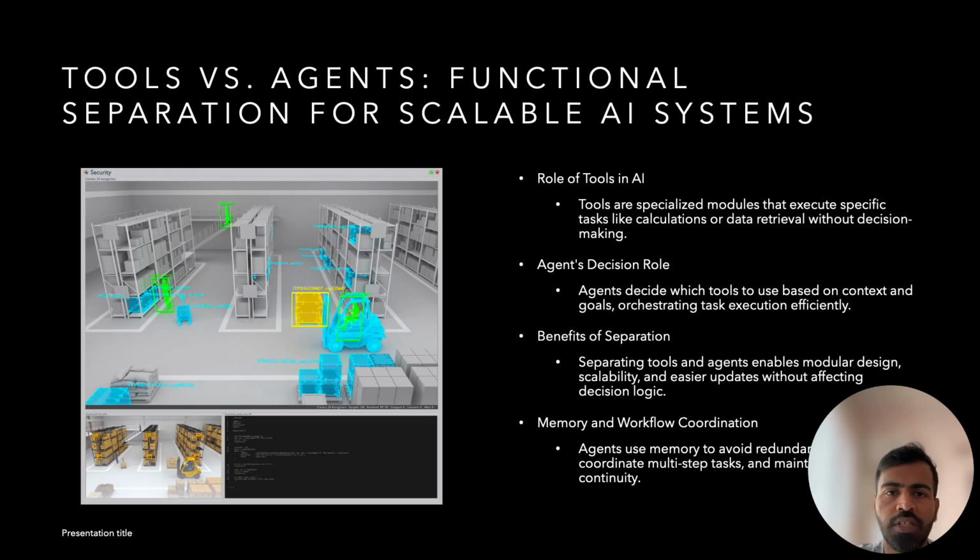memory. This separation allows for modular design where tools can be updated, replaced, or extended without altering the agent's decision logic. For example, an agent may rely on a date retrieval tool to fetch the current date, but does not need to know how the tool collects this information. This abstraction improves scalability, enabling developers to plug in new capabilities without rewriting the agent.